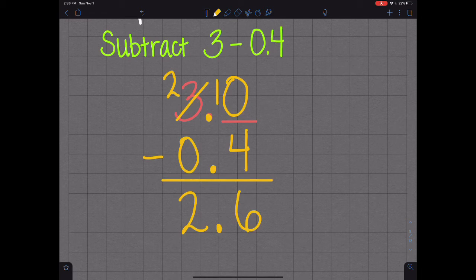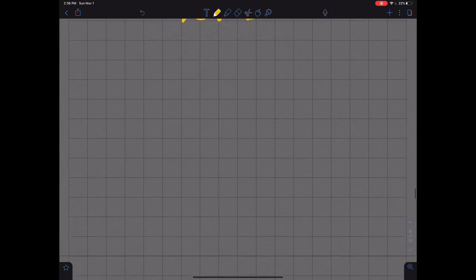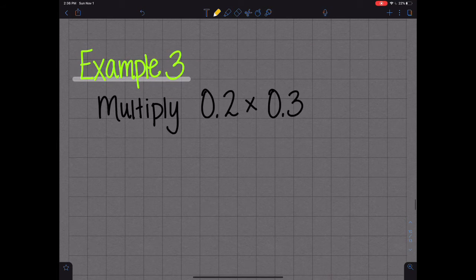So the answer is 2.6. Okay, now when we multiply decimals, we might need to add a 0 or even more than 1 0 between the multiplication answer and the decimal point to hold the other digits in their proper places. So I'll show you what I mean by that because that's a lot to think about. So let's just do the problem.